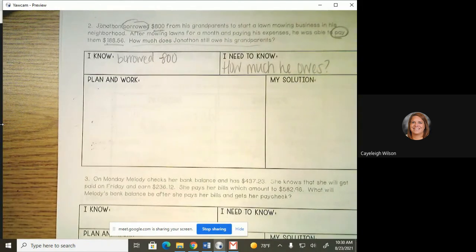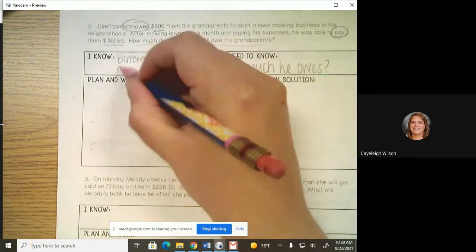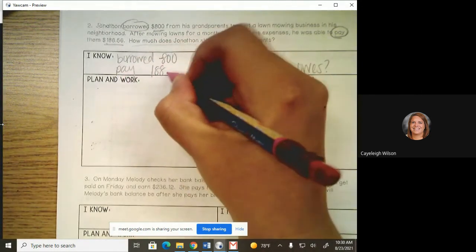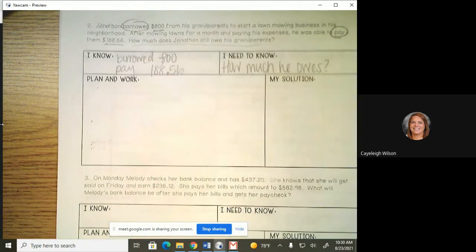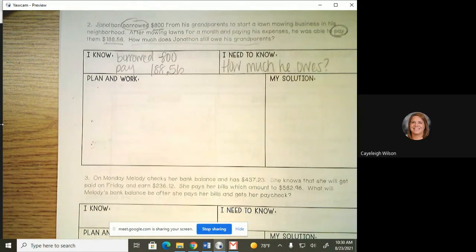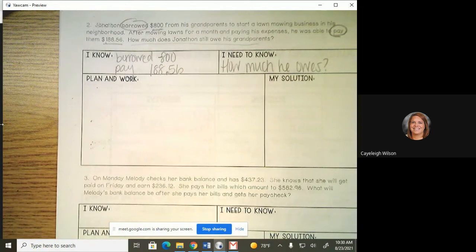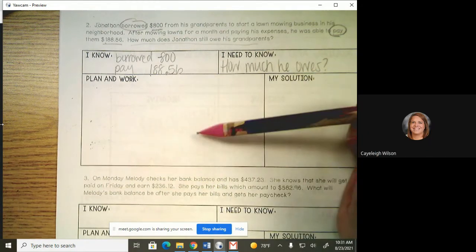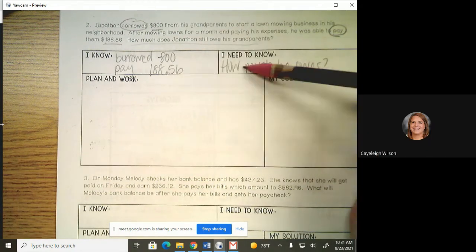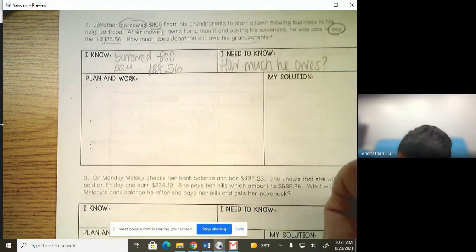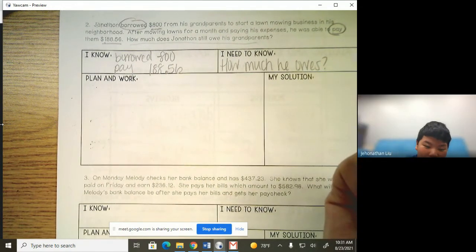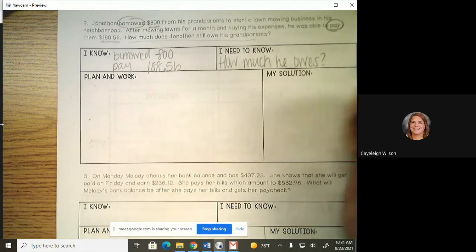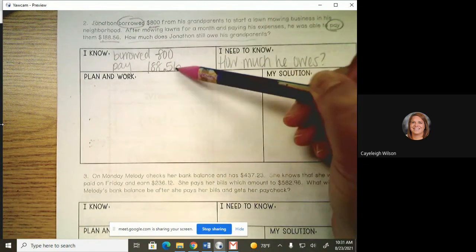And it says that he's paying them back. So it says that he paid them back $188.56. So he made a payment towards that. That's going to be a positive number because he's paying it towards that borrow. All right, and then here I'm going to plan and work. So are there any questions about how I knew these two things? Okay, so I know that this is how much he borrowed and this is how much he paid towards it.